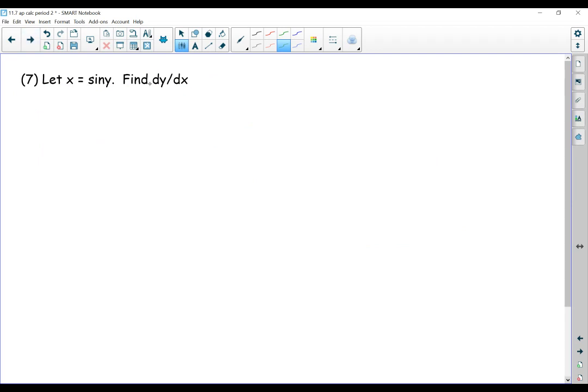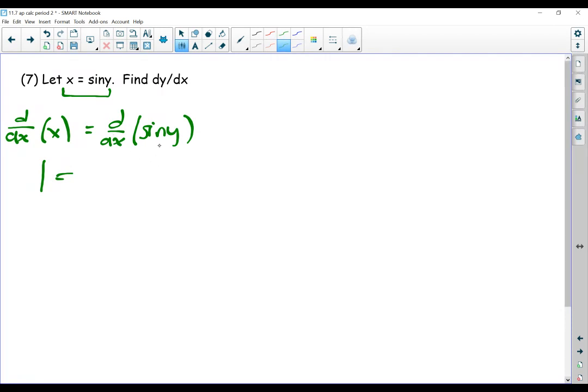Let x equal sine of y, find dy/dx. Okay, I'm going to go from left to right. So we're going to take the derivative with respect to x of x, and the derivative with respect to x of sine y. The derivative of x is 1. The derivative of sine y is going to be, now this is a chain rule because y is a function, cosine of y times dy/dx.